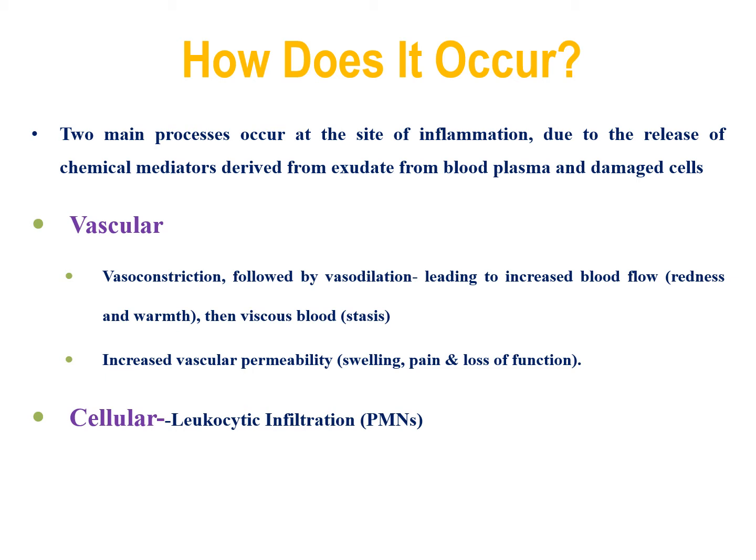The cellular stage is all about the leukocytes, the polymorphonuclear cells, in particular neutrophils, leaving the blood vessel, going into the damaged tissue area, and then following chemical signals so that they can phagocytize any bacterial agents that might be there or damaged cells.